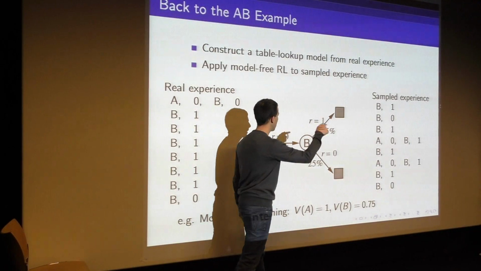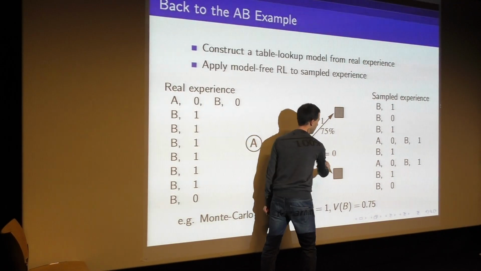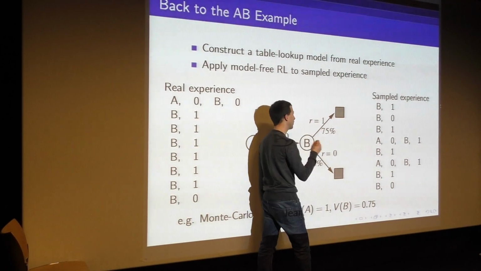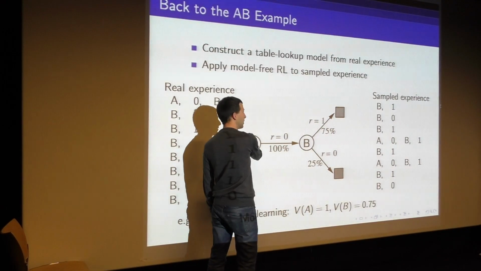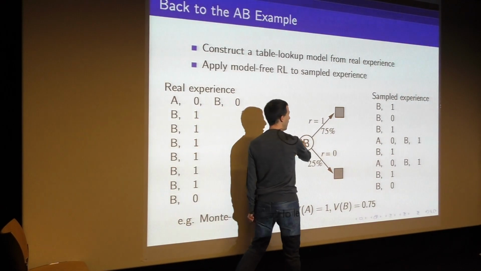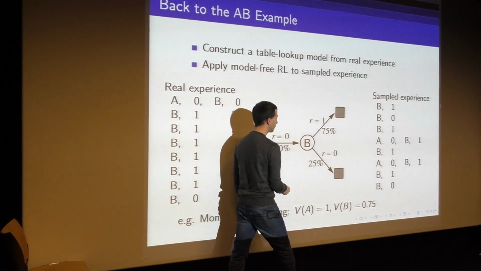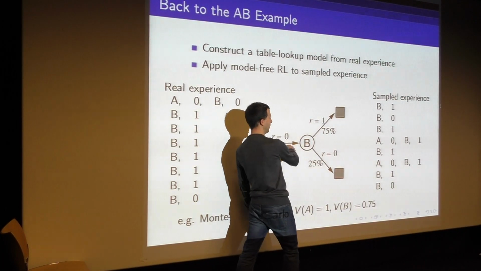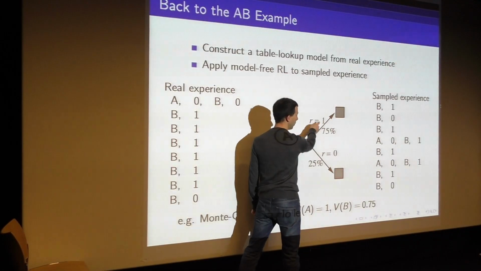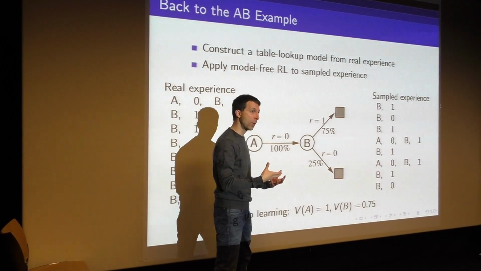And we sample again, we find that we start in B, this time we end up in B0. We sample again, we get B1. We sample again, we end up starting here, we get A0, B1. And B1, and A0, B1, B1, B0. So we're just sampling from our own model.